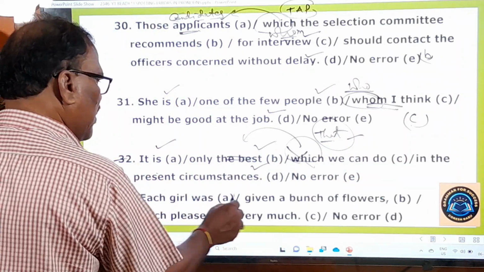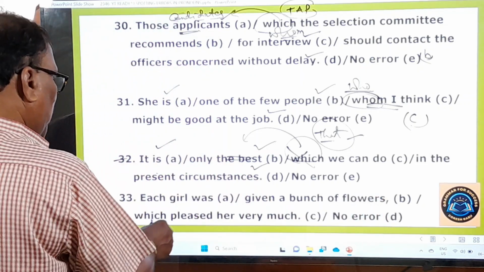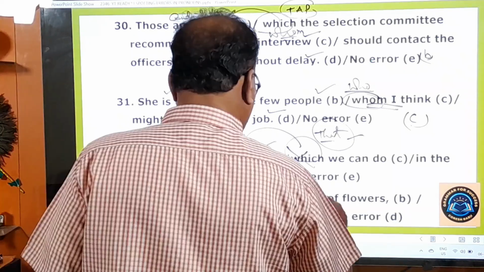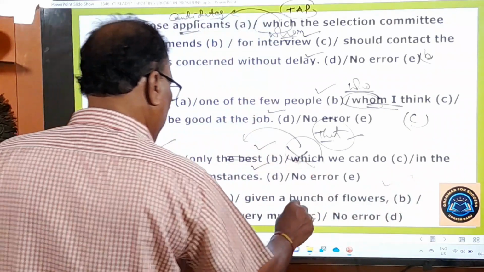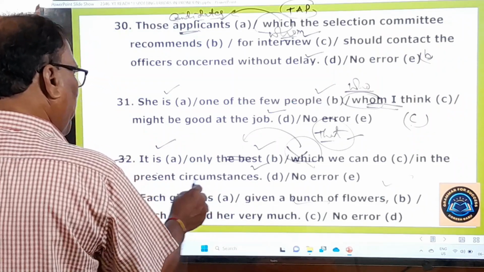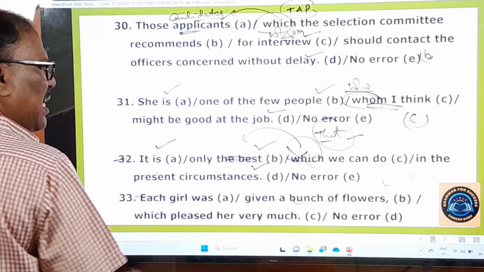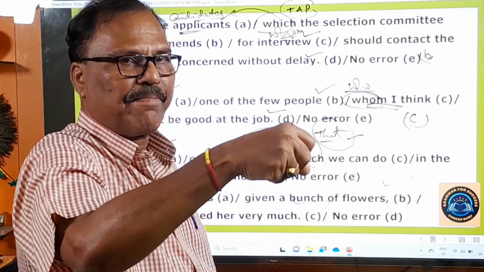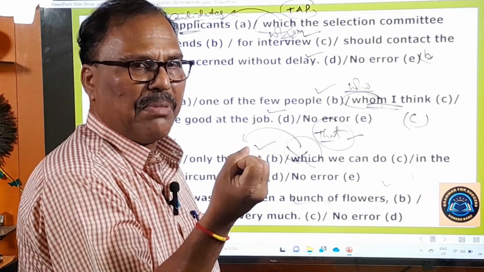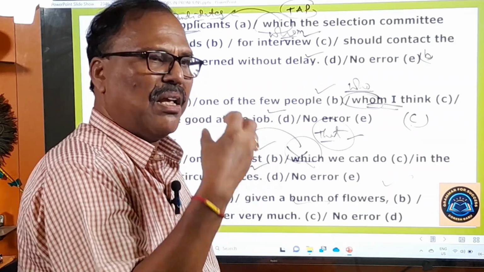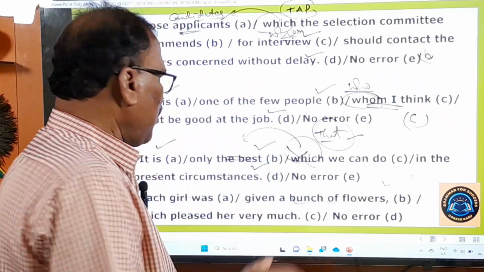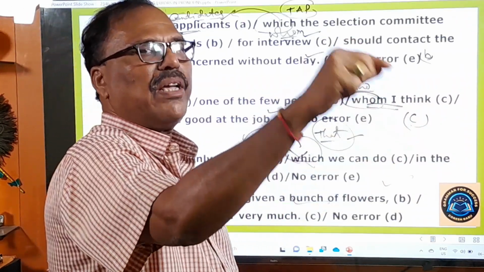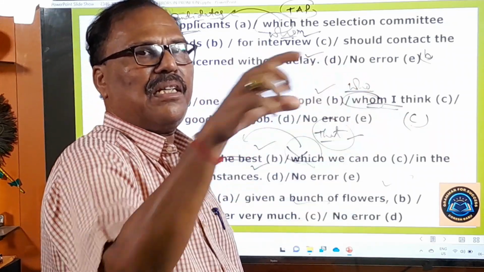33rd one, each girl was given a bunch of flowers, which pleased her very much. So here, if you observe this sentence, given a bunch of flowers, B part is okay, and C part is also okay. And here, A part is not okay, because each is used when there is a group of limited number of students or boys or girls or persons, whoever it is. Suppose there are 10 boys sitting there. Each boy is given a flower. Each girl is given. Then you say that.